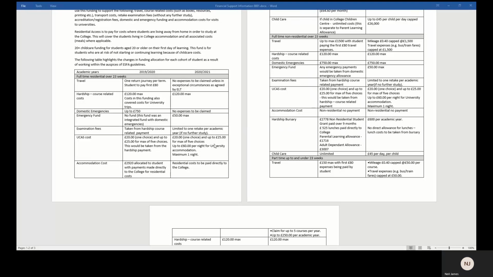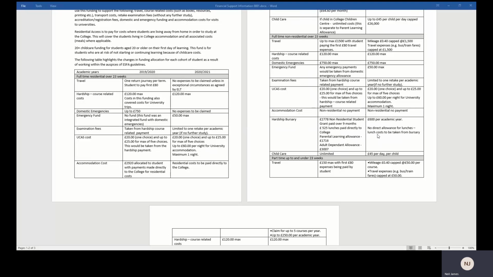Unlike students who are residential, the non-residential students will receive a hardship amount of money. Previously, they were paid £2,778, and that was paid over 9 months, alongside a parental learning allowance and alongside an adult dependent allowance. The funding, unfortunately, no longer allows us to do this, and we just have one hardship bursary payment, which is £600 per academic year. And we will not be taking a direct allowance out for lunches.